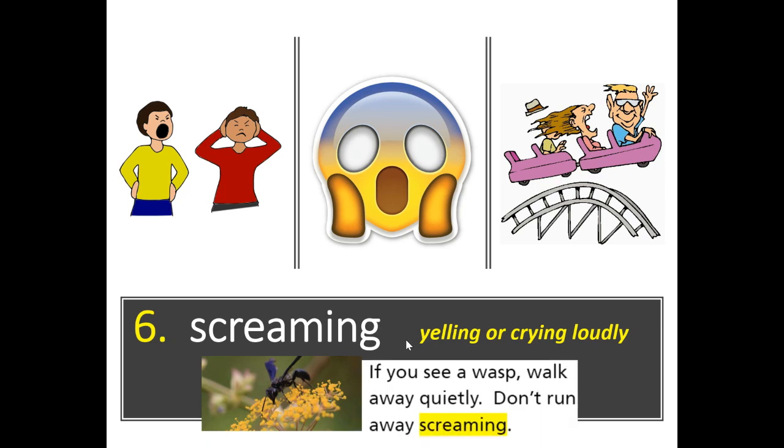If you see a wasp, don't walk away. I'm going to read it again. If you see a wasp, walk away quietly. Don't run away screaming. Think about it. Why might an insect make someone run away screaming? And if I'm going too fast, push pause and then you can push play.